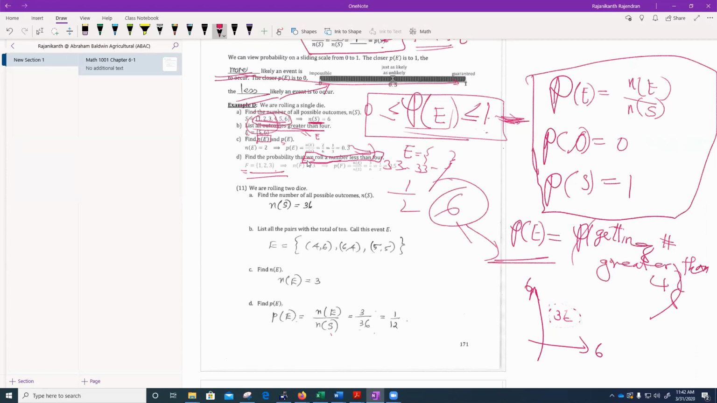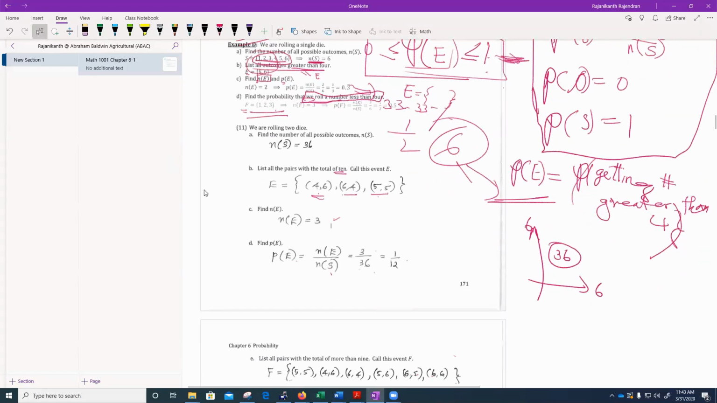Now here, this is my event E. List all the pairs where the total should be 10, right? You have to get 10. These are the three possibilities: (4, 6), (6, 4), and (5, 5). This is my event E. Remember, this is just one outcome, this is the second outcome, and this is the third. Therefore, there are 3. N of E is 3.